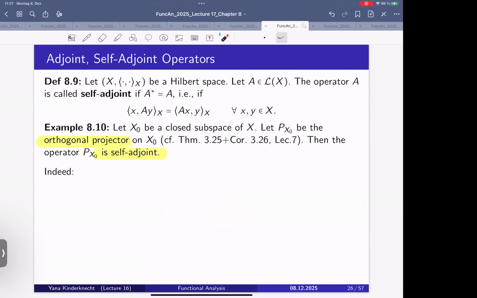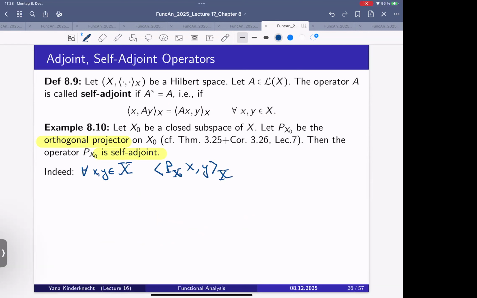So I have shown you the definition of orthogonal projector. Now let me show that this operator is self-adjoint. Indeed, for any x and y in X, I want to check that this holds. So let me consider the scalar product of P_X0 x, the projection of x onto X0, with y.